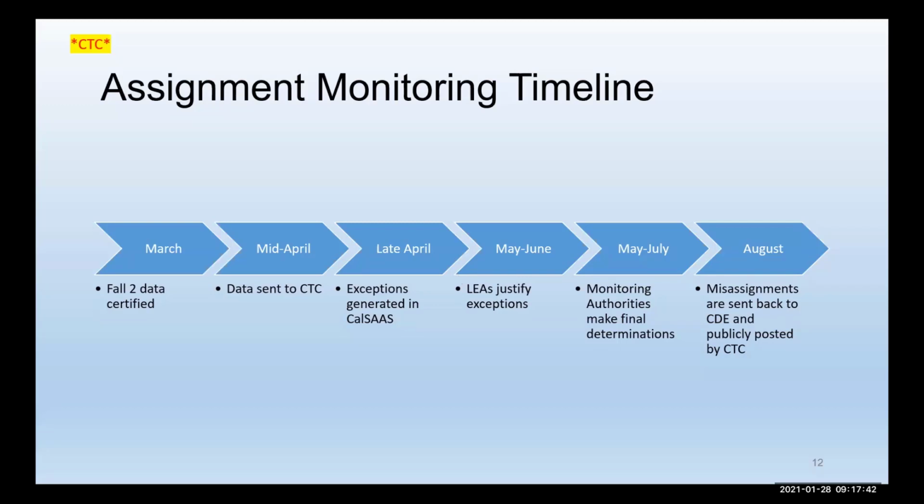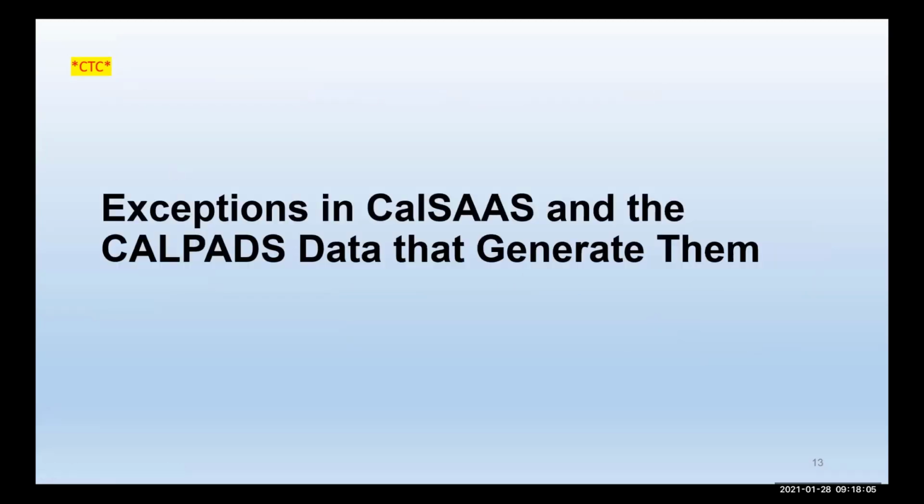When the assignment monitoring cycle has concluded, then the Commission finalizes the data for reporting. And again, remember that the 2020-2021 monitoring cycle is consequential, and therefore the data will be publicly posted. So now we'll get into the exceptions that populate in CalSAAS and clarify what CalPADS data may have generated them.